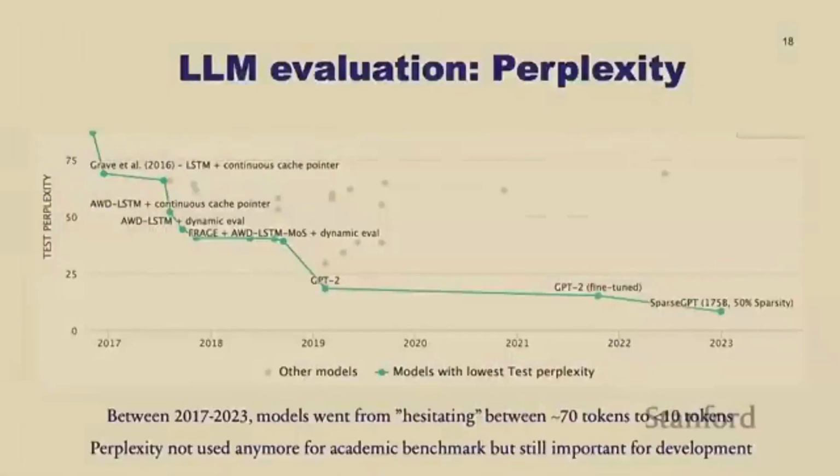So perplexity really improved. That's perplexity on a standard dataset between 2017 and 2023. It went from about 70 tokens to less than 10 tokens over these 5-6 years. That means the models were previously hesitating between 70 words every time they generated a word, and now they're hesitating between less than 10 words. That's much better. Perplexity is actually not used anymore in academic benchmarking, mostly because it depends on the tokenizer that you use and on the actual data that people are evaluating on, but it's still very important for the development of LLMs. When you train your own LLM, people will still really look at the perplexity.